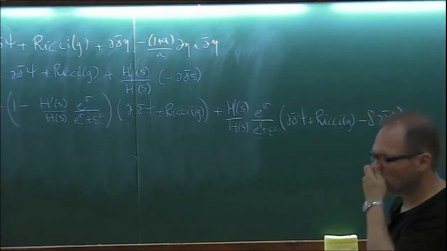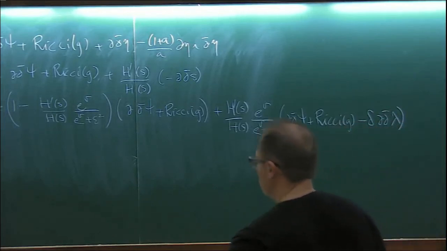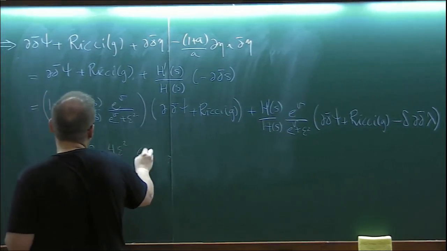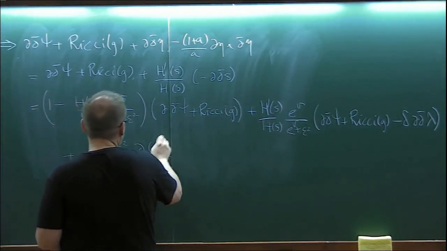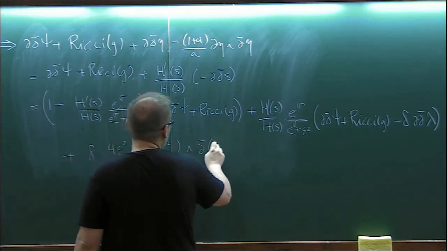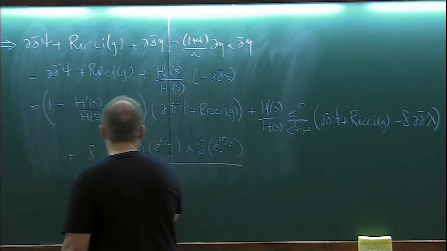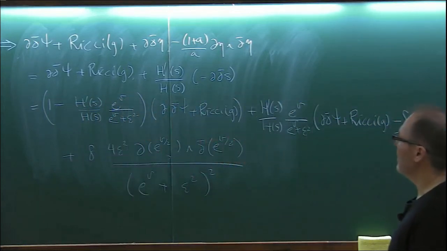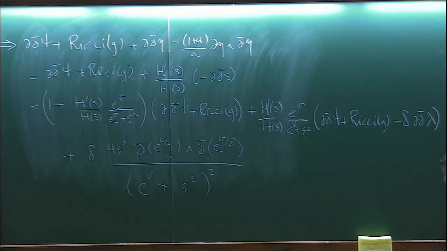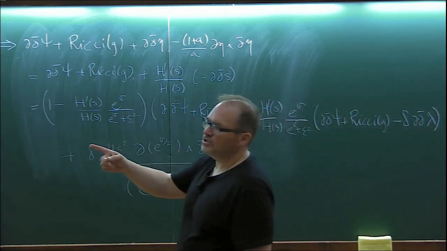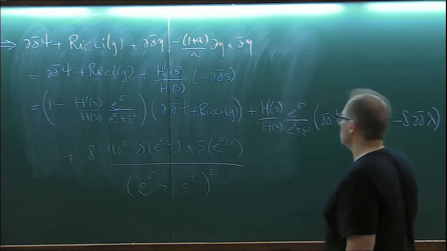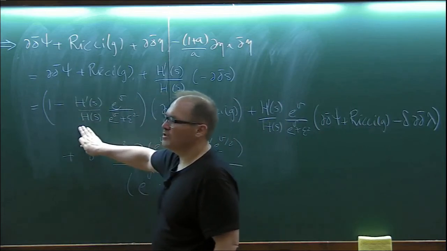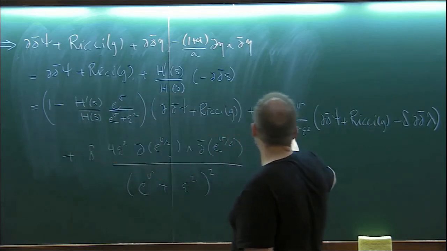Okay? And then there's the last term, this plus delta times 4 epsilon squared, d of e to the v over 2, wedge d bar e to the v over 2, divided by e to the v plus epsilon squared. Okay? Now, remember I told you to notice that the curvature conditions on phi exactly mean that these two terms are non-negative. So the properties of H are such that this coefficient is non-negative and this one is non-negative.